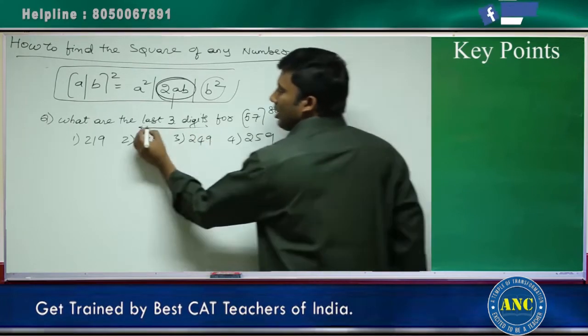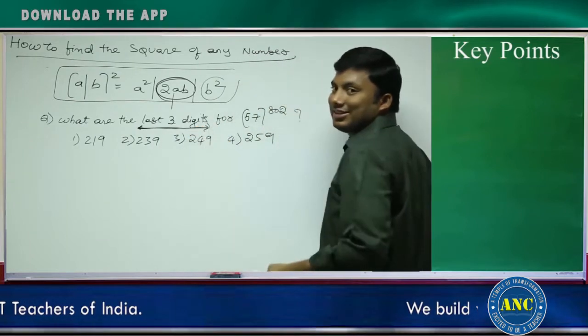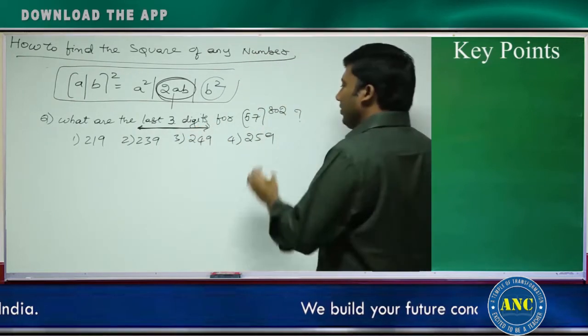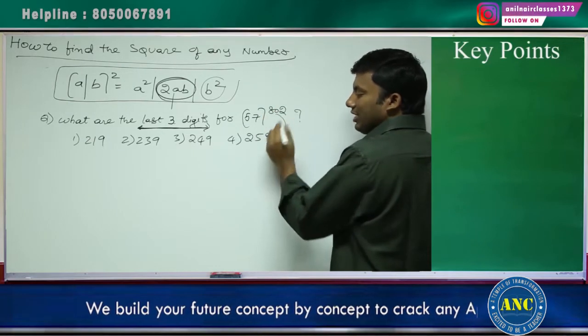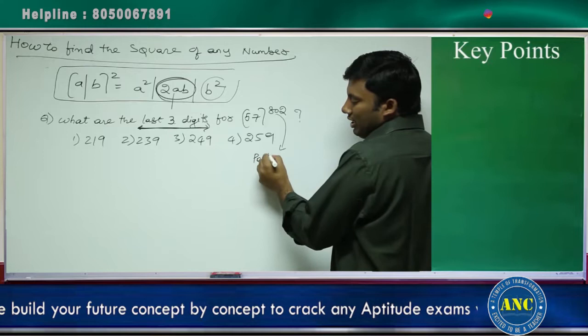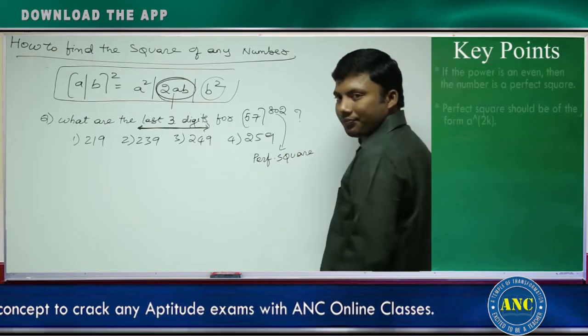First thing, last three digits means we are interested in the unit digit, tens digit and hundreds digit. 57 power 802. Step number 2. 802 is an even number, so therefore it is a perfect square.